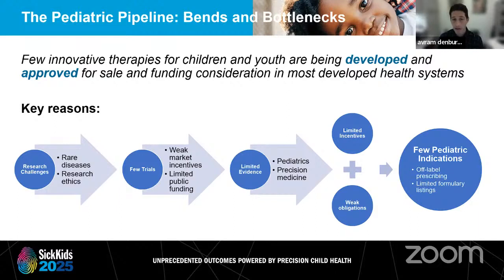I've mentioned the concatenation or the overlapping of challenges in both precision medicine and pediatrics, and these are compounding these evidentiary challenges. And this combination of a limitation in incentives for industry and some weak obligations on the part of some regulators to both incent and compel the submission of drugs for pediatric HTA evaluation leads to few pediatric indications, limited formulary listings, and a lot of off-label prescribing for kids, which is pretty well the norm.